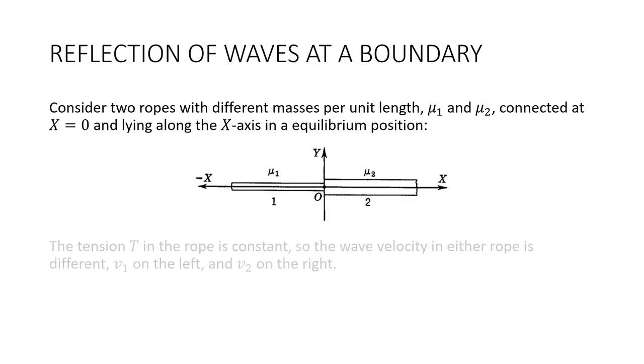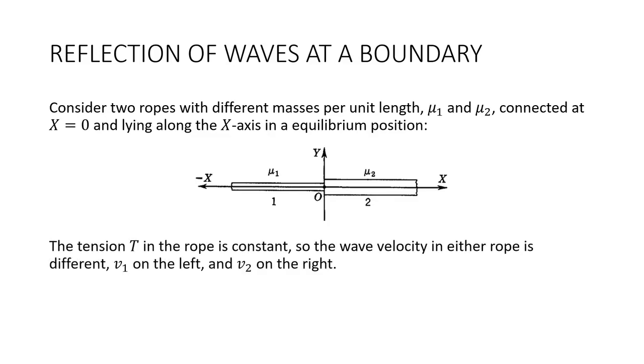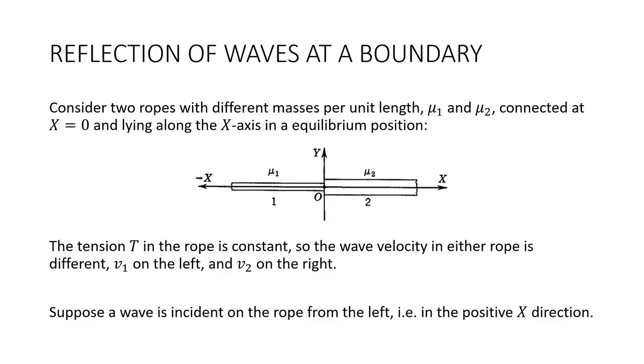Okay, but anyway, we suppose that we've got a tension T in the rope that's constant. Because the two linear densities are different, we've got two different velocities necessarily. V1 would therefore be equal to the square root of T over mu1 and V2 the square root of T over mu2. And we're always going to suppose that there is a wave incident on the rope from the left. In other words, it's traveling in a positive x direction, and we want to see if we can figure out what then happens.